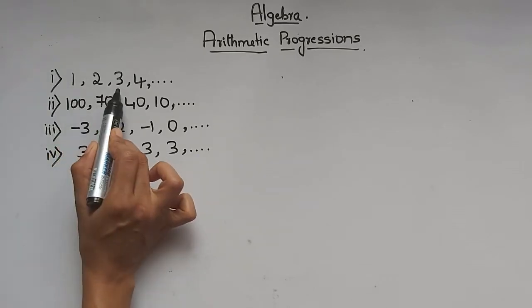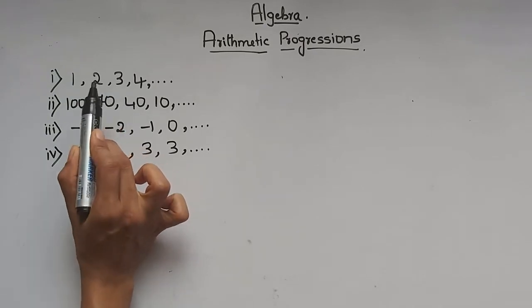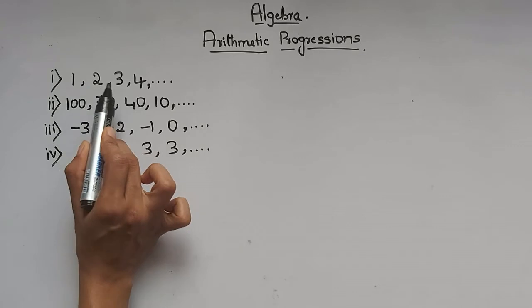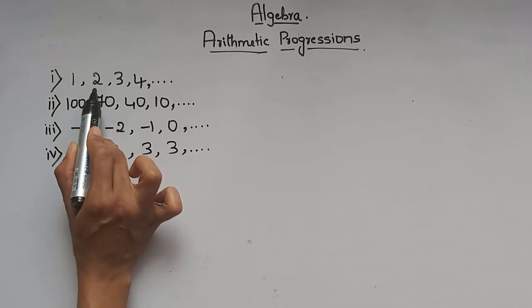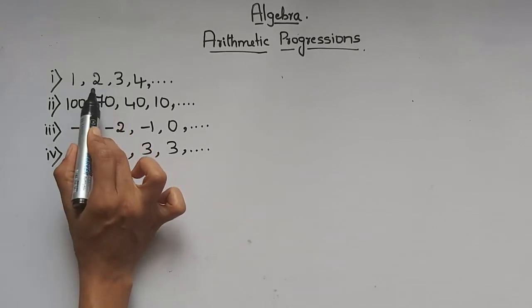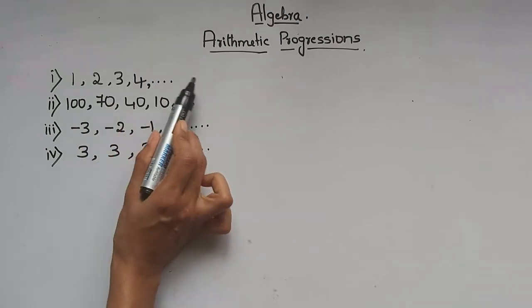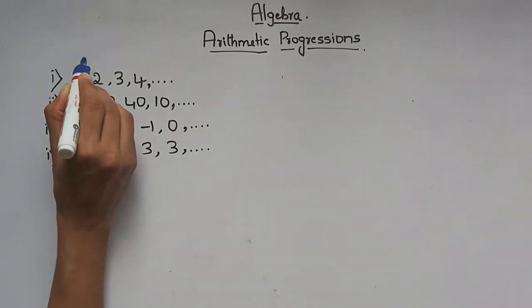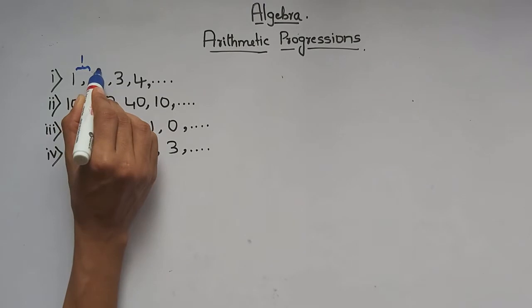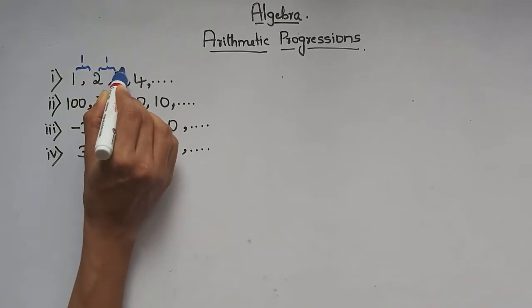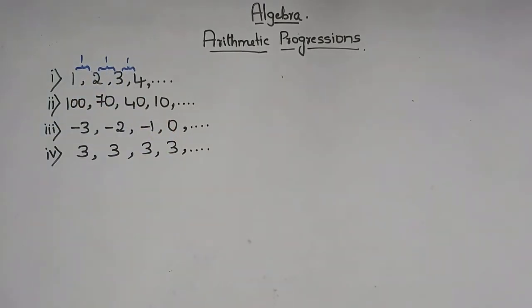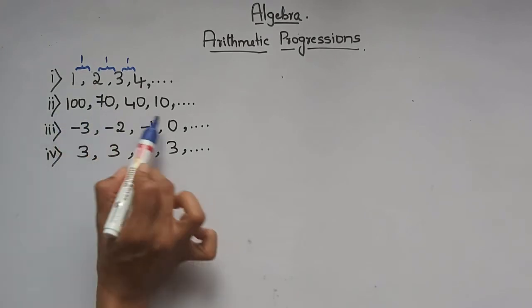Similarly, if you see the third number, here the third number is 3. So 3 is 1 more than its preceding number. Here its preceding number is 2, right? So 2 plus 1 will give you 3 and so on. So in each case 1 is constant, right? Agreed? So now let's see the second set of numbers.